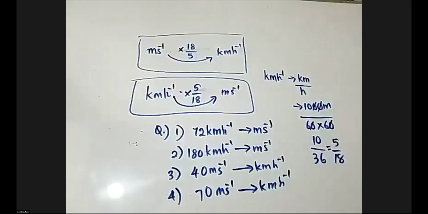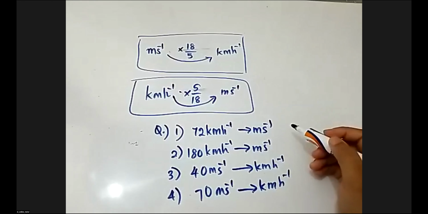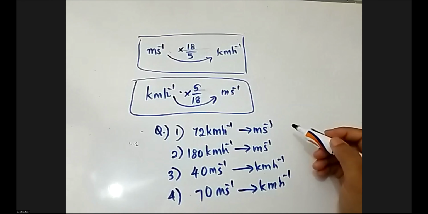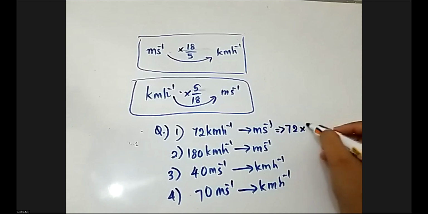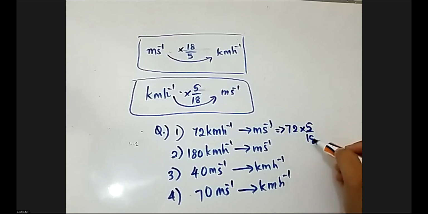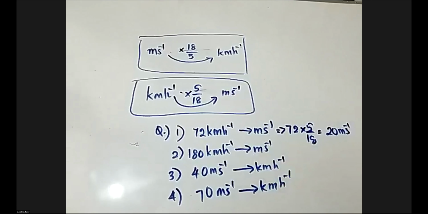Now we'll go to the answers. Right, look at this one. 72 kilometers per hour, you are converting into meters per second. So what you have to do? 72 into 5 over 18. When you are converting kilometers per hour to meters per second, you multiply by 5 over 18. When you solve this, you can cancel using the 3 times table and then multiply. You get 20 meters per second.